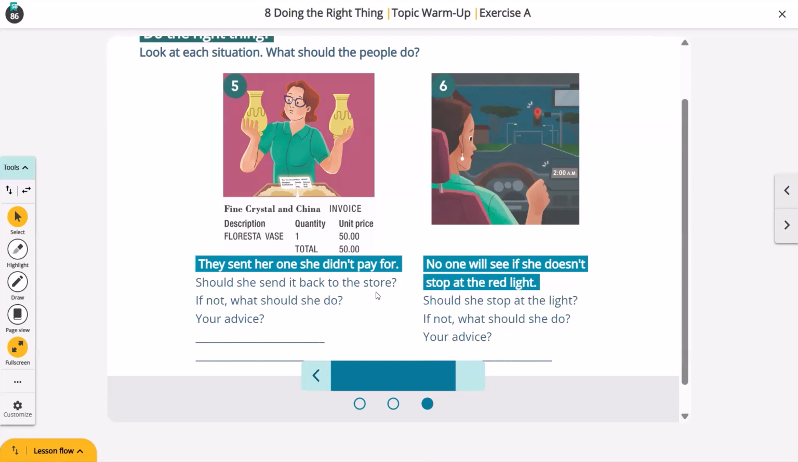Should she send it back to the store? If not, what should she do in this case? Which is your advice according to this problem? I think it's a common one, but let's see. Number 5, any volunteer who would like to tell me, or any advice for her in this case? They sent her one she didn't pay for. So, should she send it back to the store? Or if not, what should she do? Look at this situation. Any volunteer?